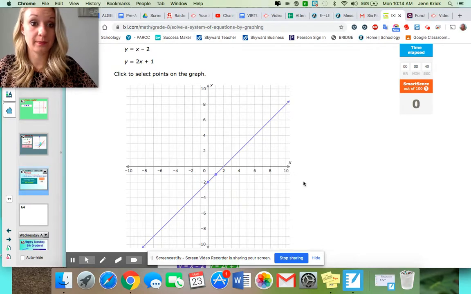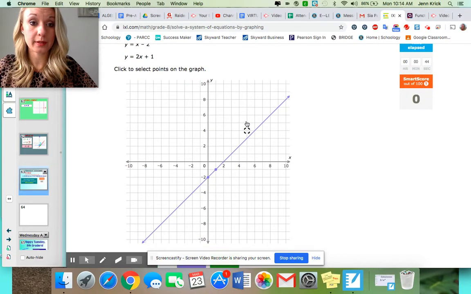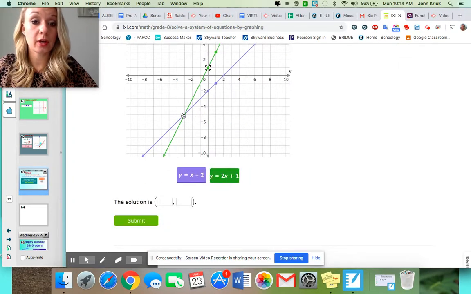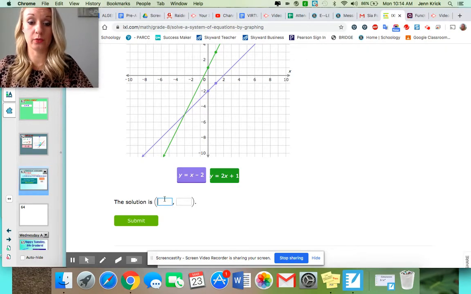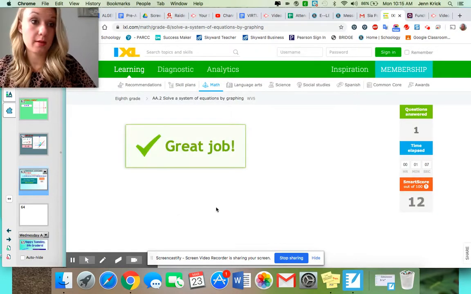My line is done. Now to graph the second one, pick your next color. We're going to start with our y-intercept of 1, and then you're going to go up 2, right 1. So then you need to look, all right, so that meets right here. What is that coordinate pair? Well, I know my x value is -3, and my y value is -5. And then you submit, and you're done.